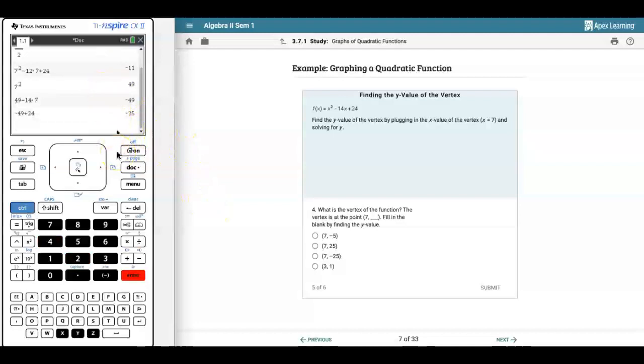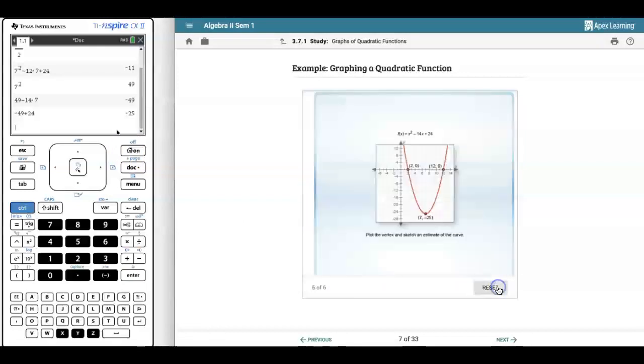All right. So my answer is negative 25. So my coordinate for my vertex is going to be 7, negative 25. And again, that's what that would look like. So I have my 3 points on my graph. I can then sketch a rough estimate of what my quadratic function will look like and the shape of my parabola.